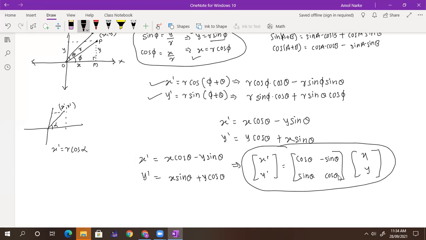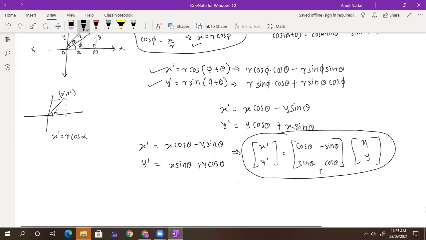Suppose I have given you a problem: rotate the point (3,5) in anti-clockwise direction with an angle 45. What you need to do is, the new coordinate x dash y dash is equal to the matrix cos 45, minus sin 45, sin 45, cos 45, times the old coordinates. Once you do this, you will directly get the new coordinate after rotating. Got this? Clean and clear? Yes, sir. So this is called the rotation matrix.